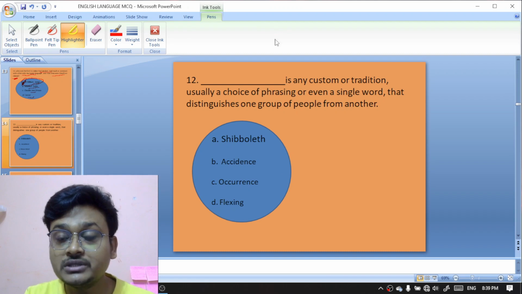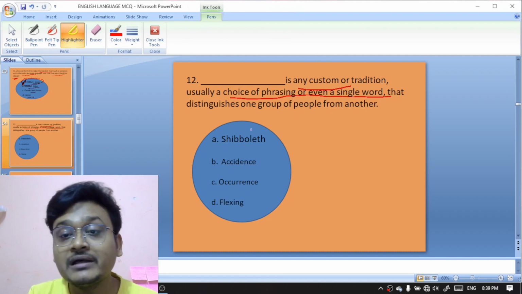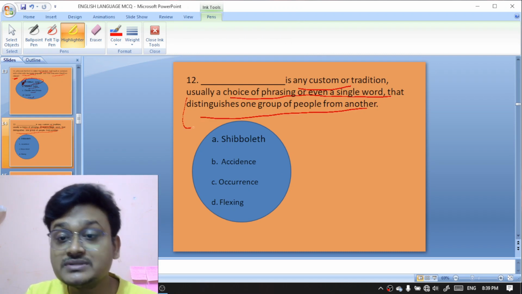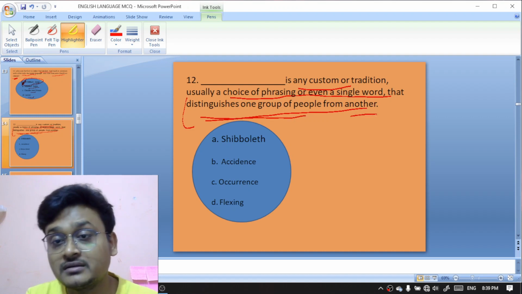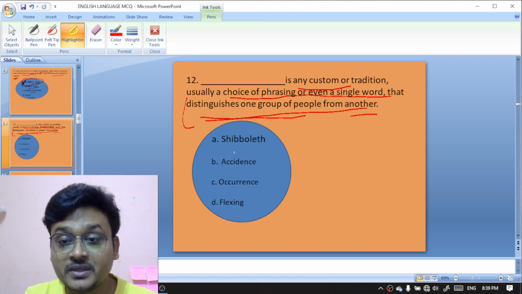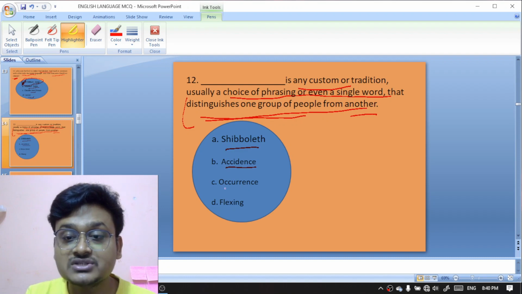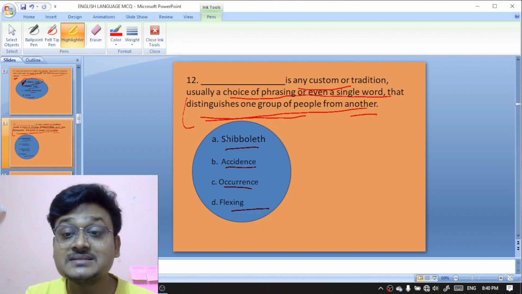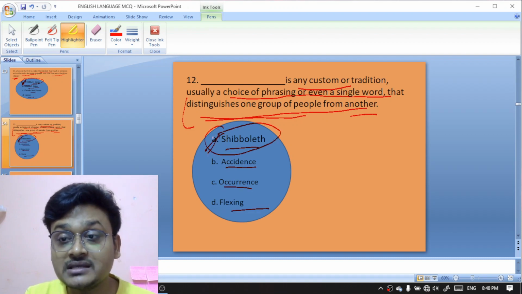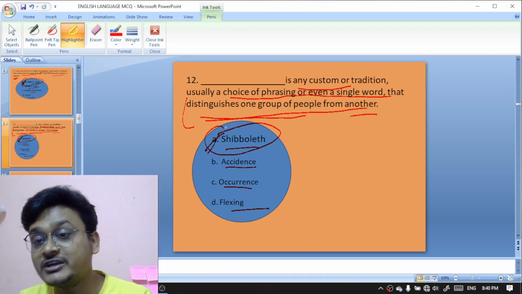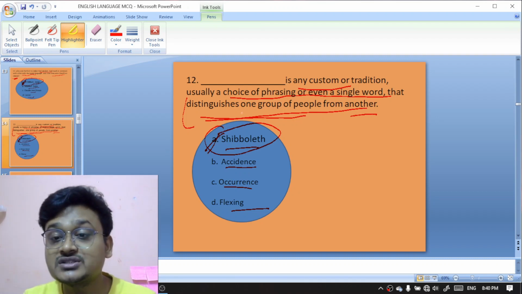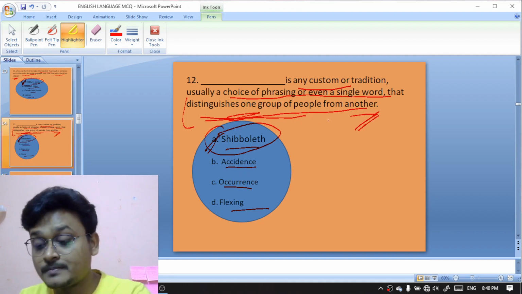Moving to the next question. Dash is, in any custom or tradition, usually a choice of phrasing or even a single word that distinguishes one group of people from the other. What is it? Shibboleth, accidents, occurrence, flexing. So it is shibboleth. Shibboleth is, in any custom or tradition, usually a choice of phrasing or even a single word that distinguishes one group of people from another.